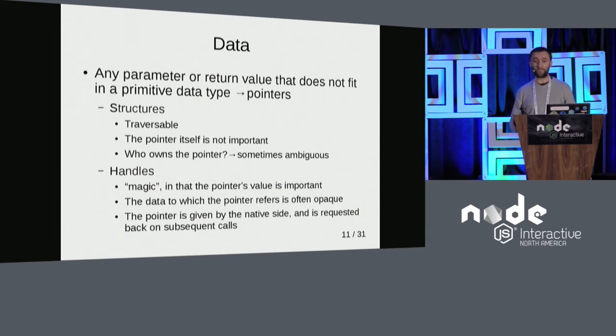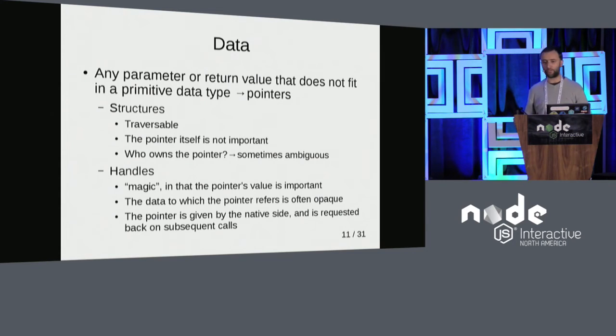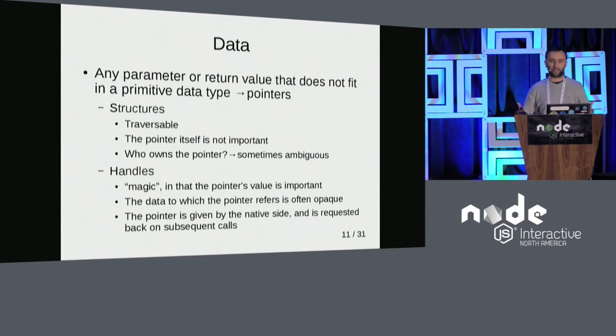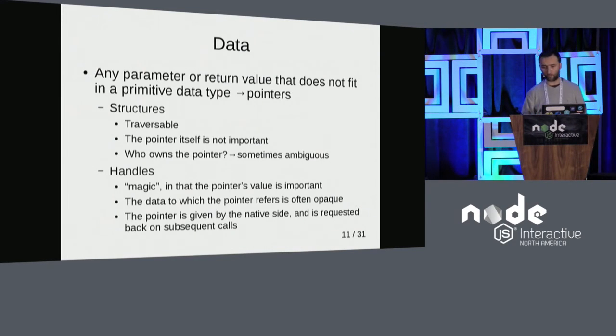Now, when you're dealing with data, that's when things get interesting, right? Because data is anything that doesn't fit into a primitive value, and in C that means a pointer to a structure usually. And so as soon as you're dealing with pointers, most APIs have two kinds of pointers. You have just a structure where you don't care about the actual pointer, you just want to know what's in the structure, and then you have these things called handles, which are kind of like file descriptors or database handles, or something that represents a resource. And those are sometimes represented with pointers, but those pointers are irrelevant in terms of what's stored at the pointer. On the other hand, the value of the pointer is extremely important.